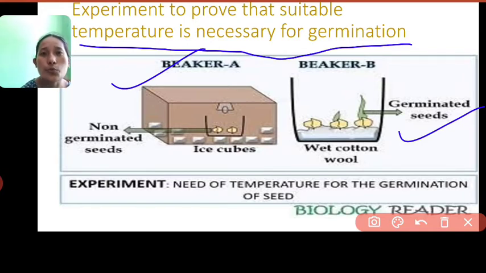So what does this prove? This proves that temperature is essential for germination. Your temperature has to be around 25 degrees Celsius to 35 degrees Celsius for most of the seeds, but there are exceptions. For most seeds, the optimum temperature is between 25 to 35 degrees Celsius. Lower or higher is not going to favor the germination process.